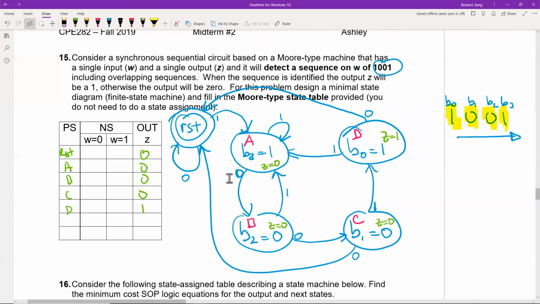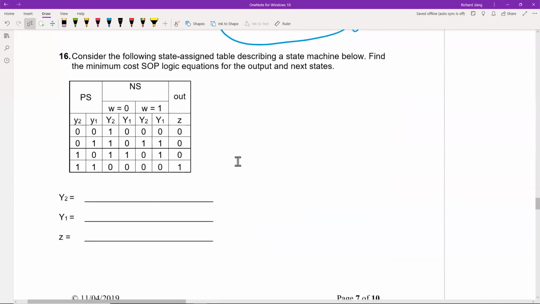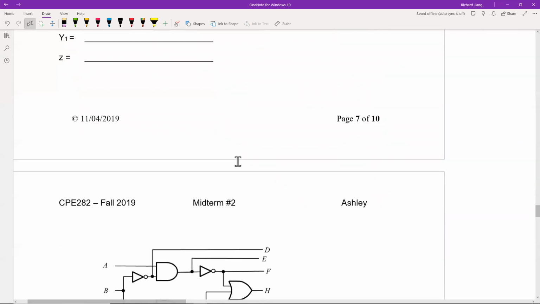Nope. All right, next one says, consider the following state assigned table describing a state machine below. Find the minimal cost sum of product logic equations for the output, and next states. We can skip this one. Pretty easy, right? Yeah. Good.